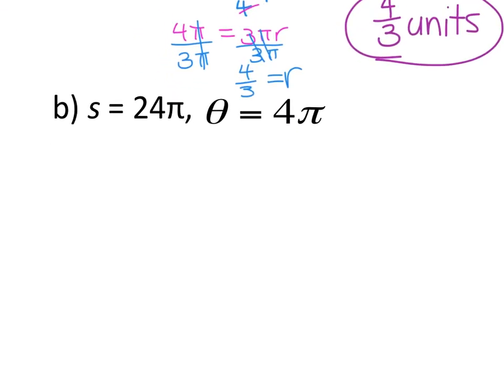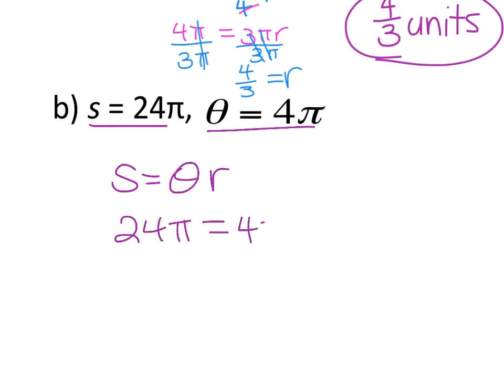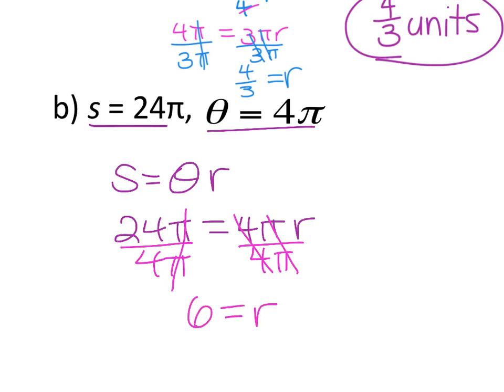B, again, gives you S, or your arc length, and theta. So S equals theta times the radius. 24 pi equals 4 pi times the radius. Divide both sides by 4 pi. The pi's cancel, and 4 goes into 24 6 times. So 6 units.